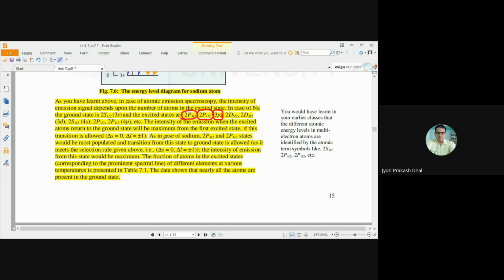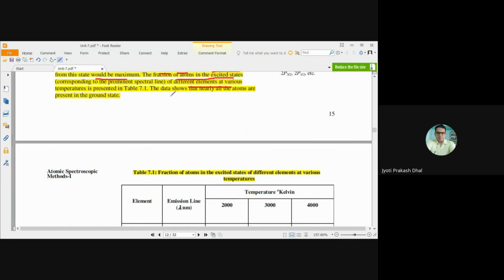So in case of sodium, the 2p 3/2 and 2p 1/2 states would be most populated, and transition from this state to the ground state is allowed, because the selection rule for transition is delta S equals 0 and delta L equals plus or minus 1. The intensity of emission from this state would be maximum. The fraction of atoms in the excited state of different elements at various temperatures is presented in Table 7.1. The data shows that nearly all atoms will be present in the ground state.